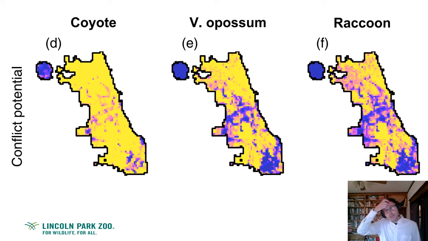And on top of that, we have the conflict potential. So where the species is likely to get reported in the event that they are sort of observed by someone throughout the city. So you could see with the coyote, yellow means higher probability. It's essentially 1 in this case. If a coyote is observed, they are essentially reported wherever they're at. And we see a slight bit more variation with the opossum and with the raccoon results.